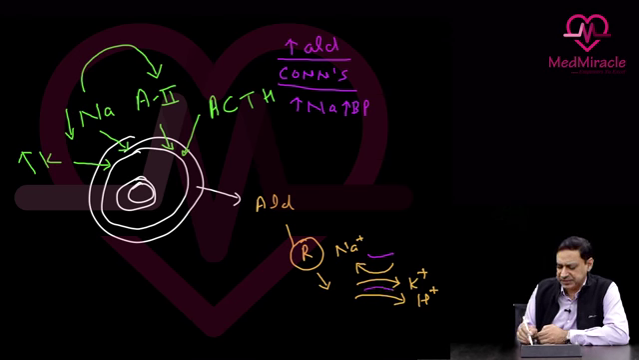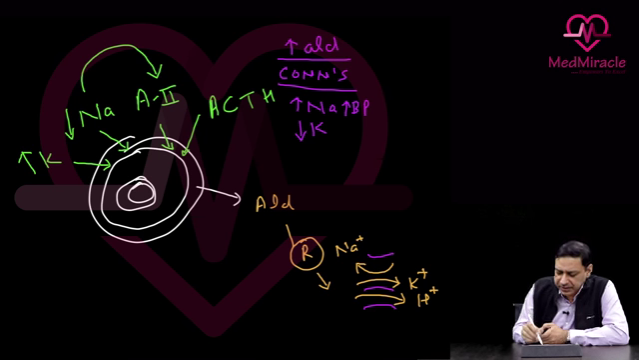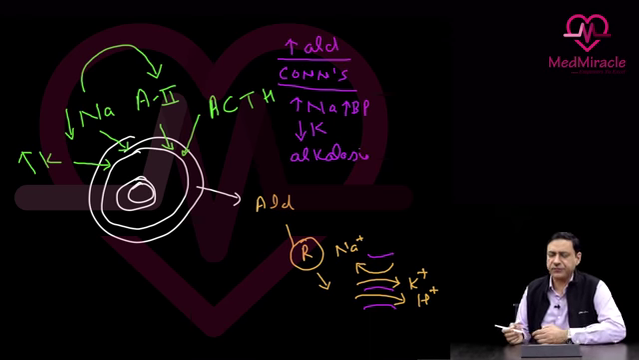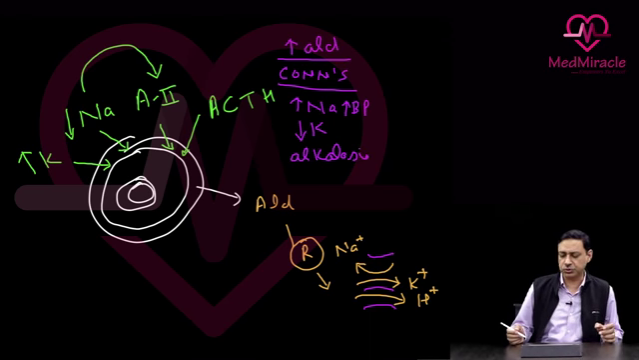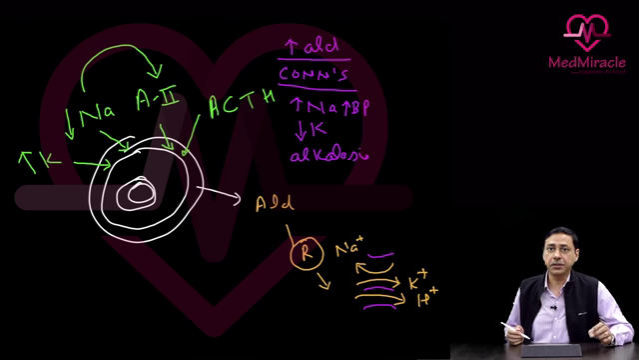Potassium will be excreted, so hypokalemia. H plus will also be excreted more in the urine, so alkalosis. This is the characteristic of hyperaldosteronism, Conn's syndrome. More BP, hypokalemia and alkalosis.